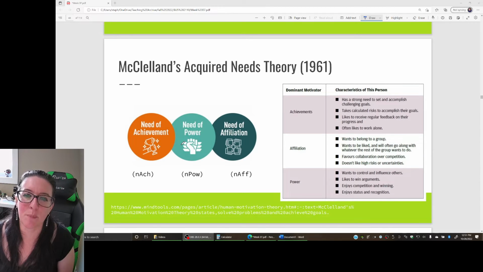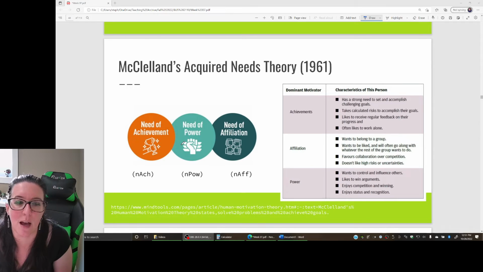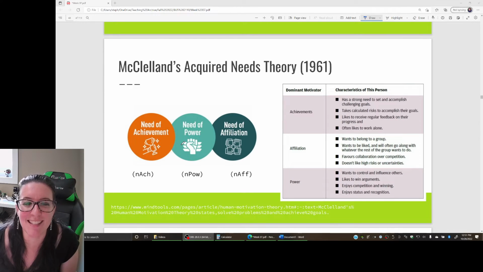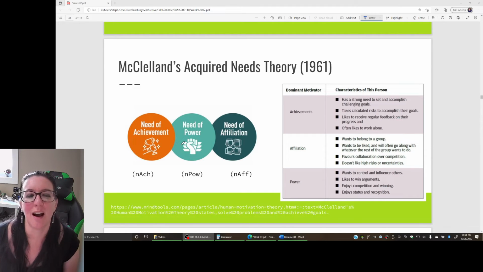Then we have the need for power. The person who is in need of power wants to control and influence others. They like to win arguments. They also like to be in competitions, just like those who have a need for achievement, but they want the status, the recognition, to be better than others.